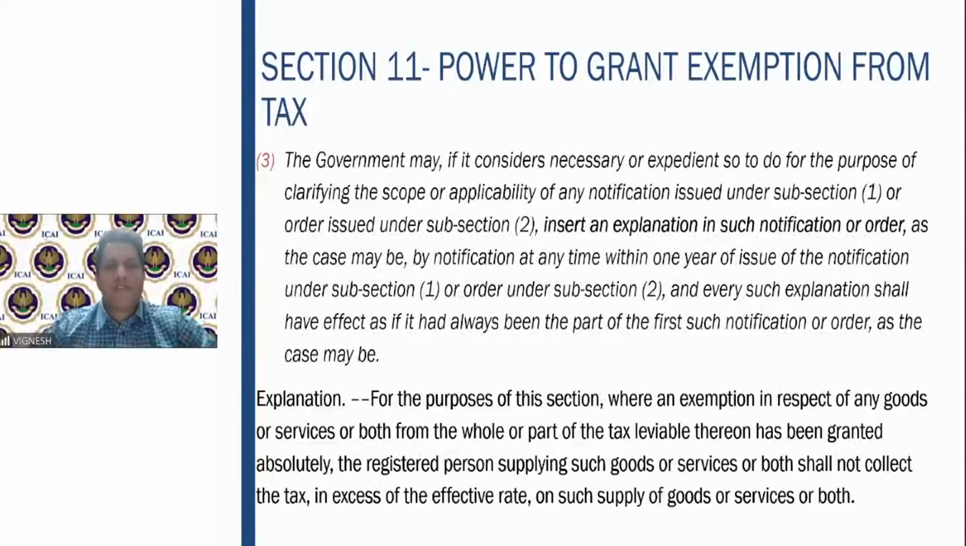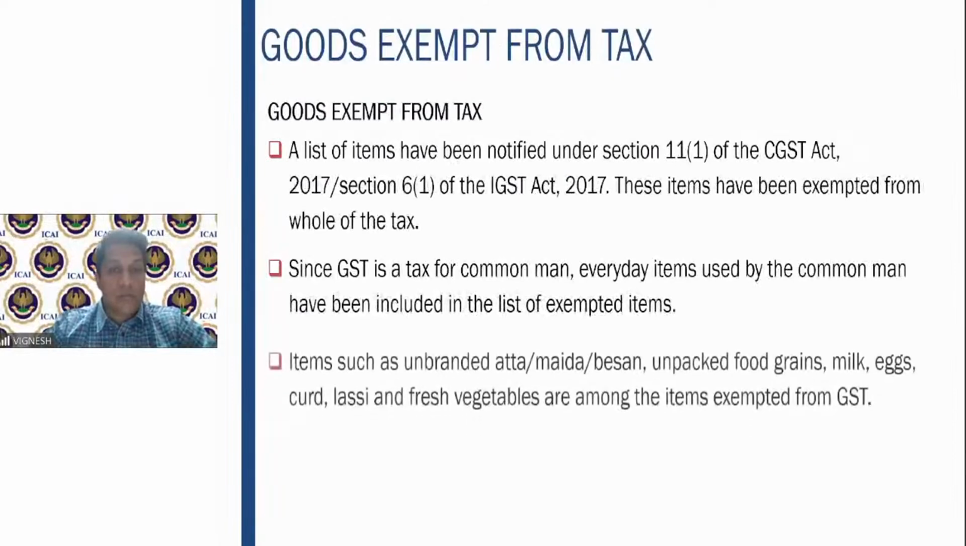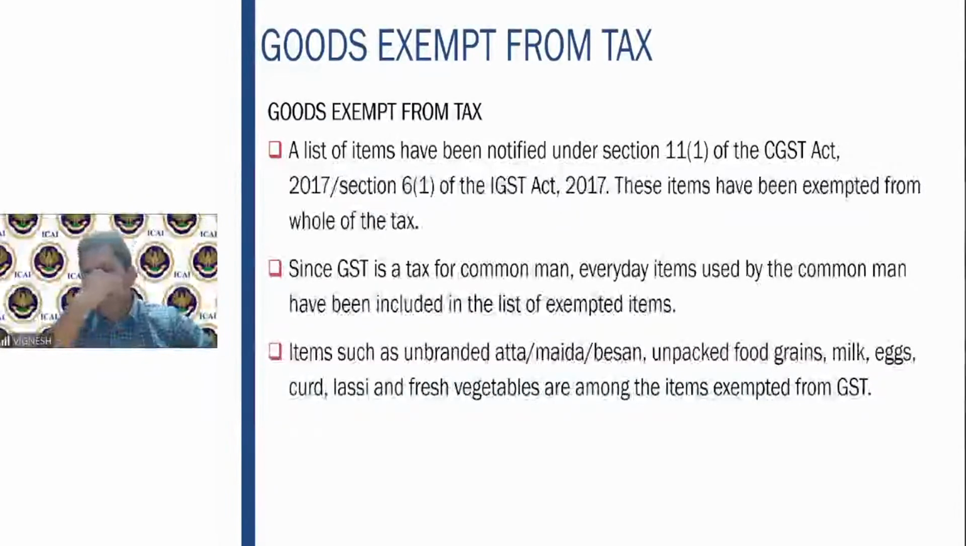So for the purpose of the section, where exemption in respect of goods or services or both from the whole or part of the tax leviable is granted absolutely, the registered person supplying such goods shall not collect the tax in excess of the effective rate. So wherever exemption is given, the registered person should not collect the respective tax from the recipient. Goods are not very important from the examination point of view. Exempt services are important from the examination point of view.